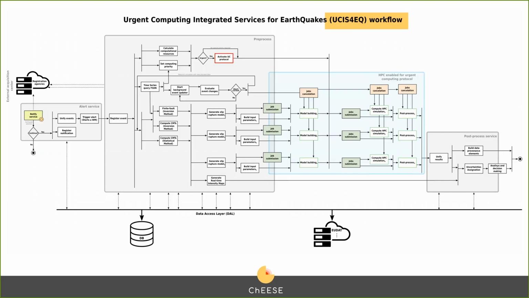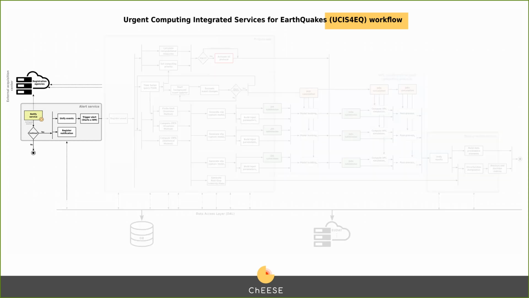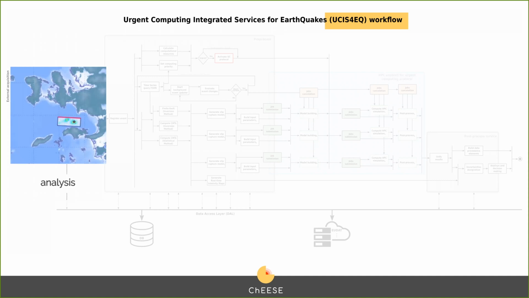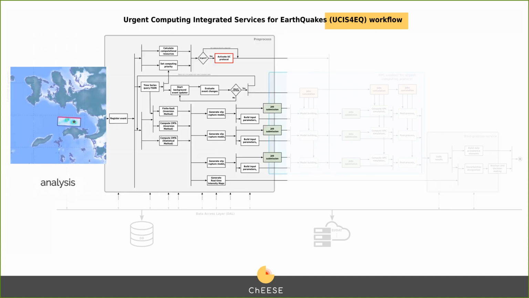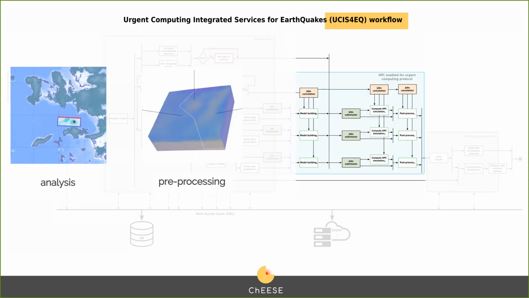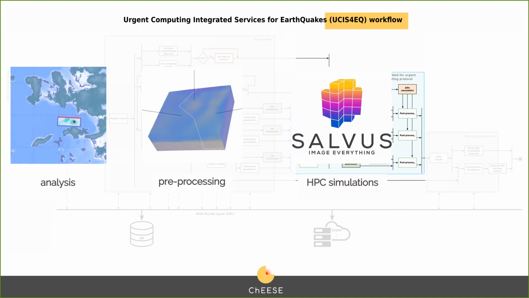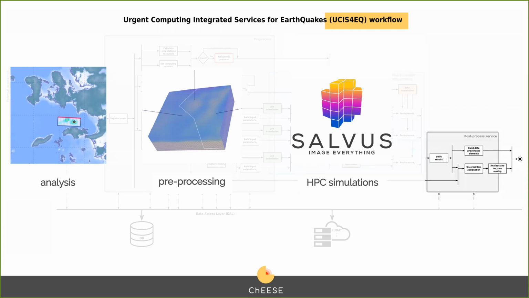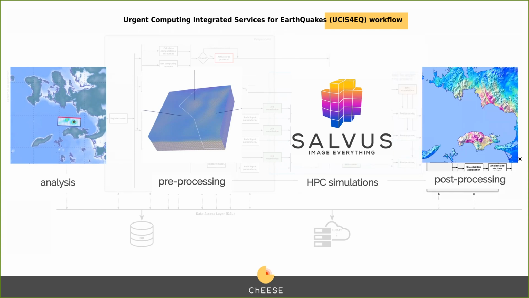So let's get started. Urgent Computing Integrated Services for Earthquakes, UCIS4EQ depicted here, is a set of containerized microservices that each tackle a different task, with interactions between those tasks orchestrated by a workflow manager. The alert service queries databases in real time for information about new earthquakes and performs an analysis of the event. Should the event be candidate for an urgent simulation, the pre-processing step prepares simulation inputs. The jobs are then submitted to the HPC cluster to run wave propagation simulations with Salvus, a software suite by Mondaic, fully integrated in the workflow. Finally, the post-processing stage kicks in, generating a range of synthetic outputs.